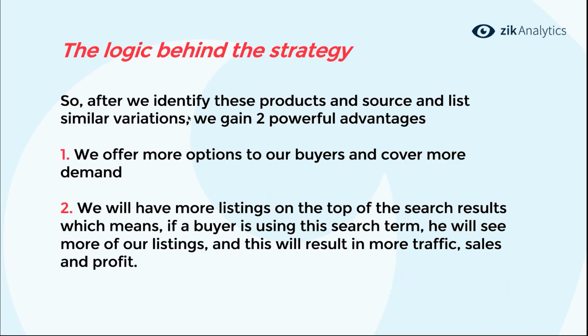So after we identify these products and source and list similar variations, we gain 2 powerful advantages. 1, we offer more options to our buyers and cover more demand. 2, we will have more listings on the top of the search result, which means if a buyer using this search term, for instance, searches for gaming keyboard, he will see more of our listings, and this will result in more traffic, sales, and profit.